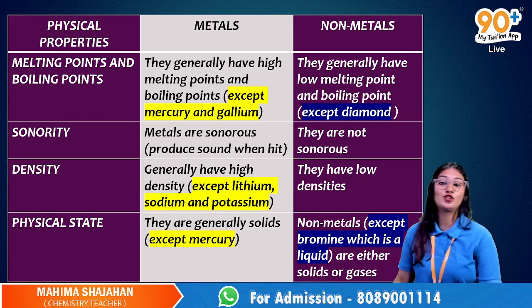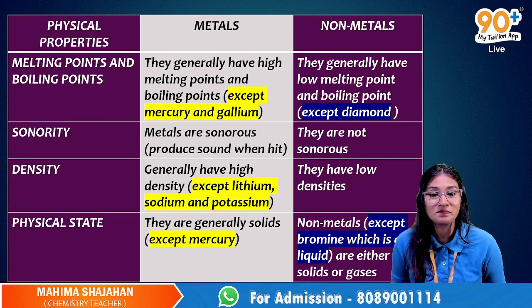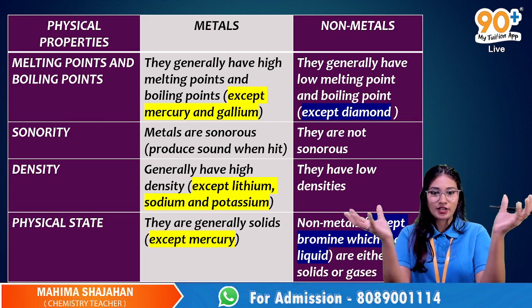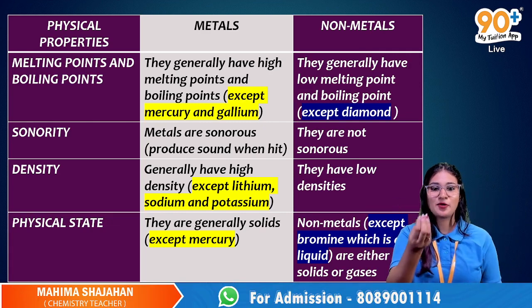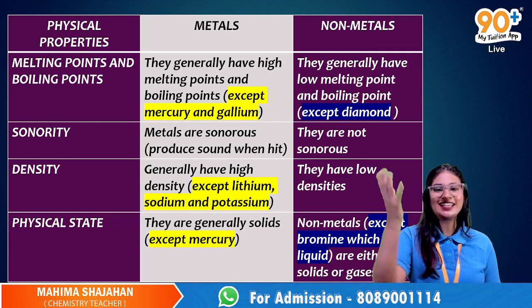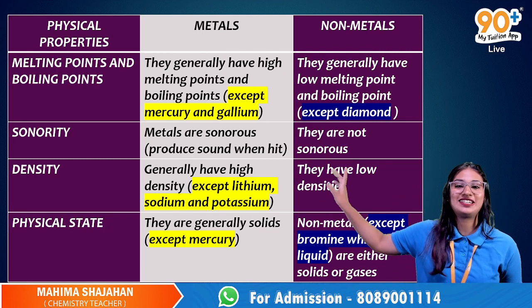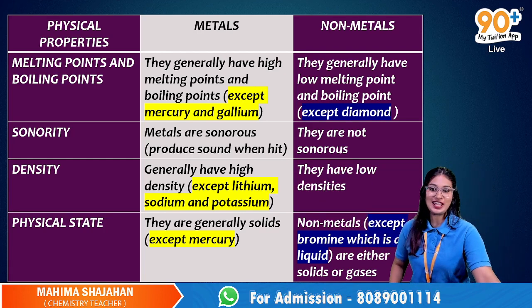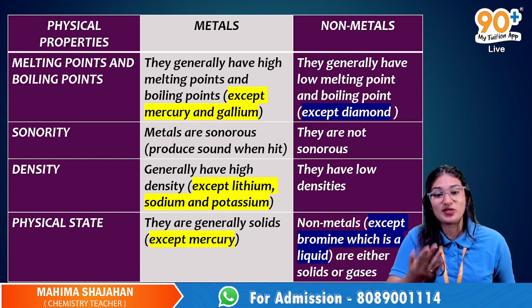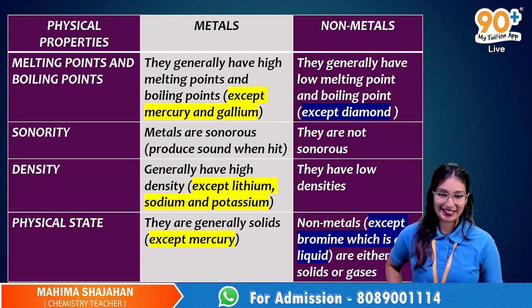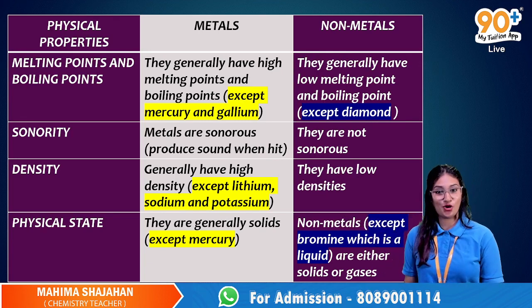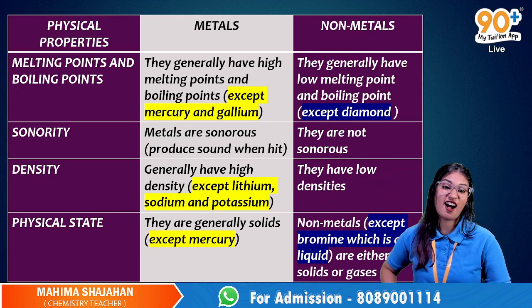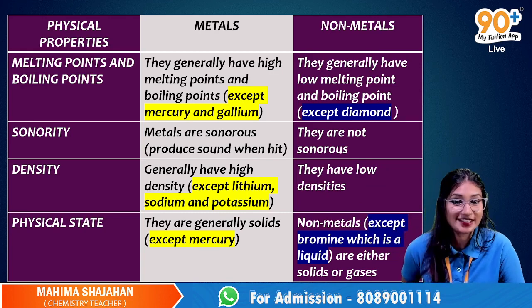Then comes sonority. At home, when kitchen vessels strike against each other, they produce a sound, right? A cling cling sound. That property is called sonority. It can produce a ringing sound when hit. So metals are sonorous. What about non-metals? They are not sonorous.